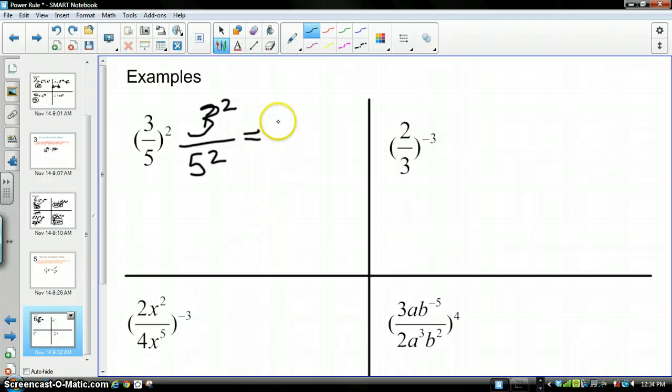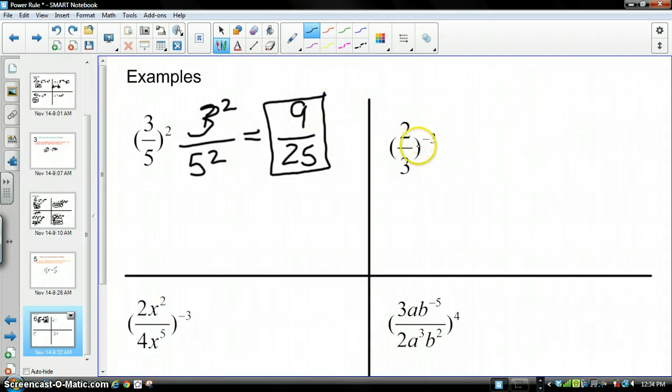That equals 9 over 25, which cannot be simplified anymore. So that is our final answer. Remember, we want to keep our answers in simplest forms, which means they are simplified until they cannot be simplified anymore.